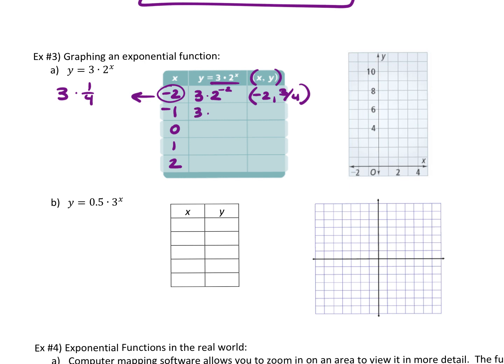Okay, so this one, 3 times 2 to the negative first. What is 2 to the negative first power?